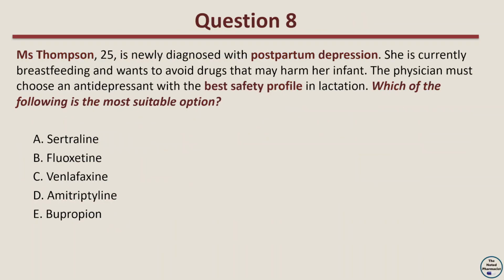Question 8. Ms. Thompson, 25 years old, is newly diagnosed with postpartum depression. She is currently breastfeeding and wants to avoid drugs that may harm her infant. The physician must choose an antidepressant with the best safety profile in lactation. Which of the following is the most suitable option? Option A, sertraline. Option B, fluoxetine. Option C, venlafaxine. Option D, amitriptyline. Option E, bupropion.